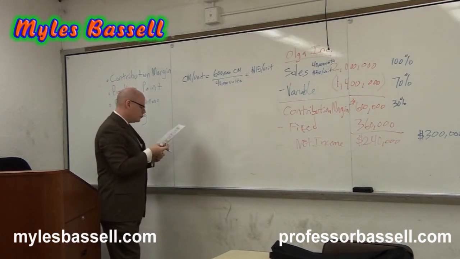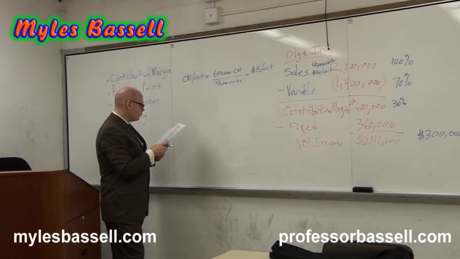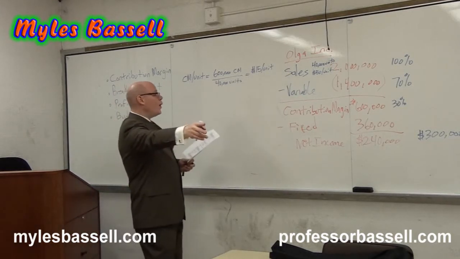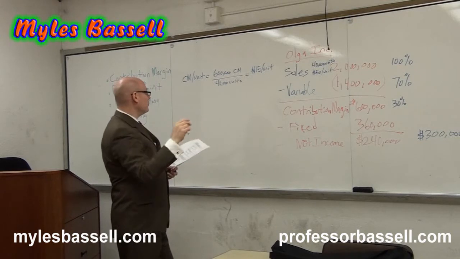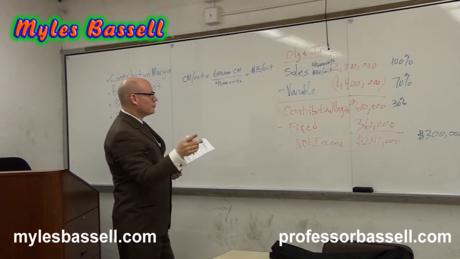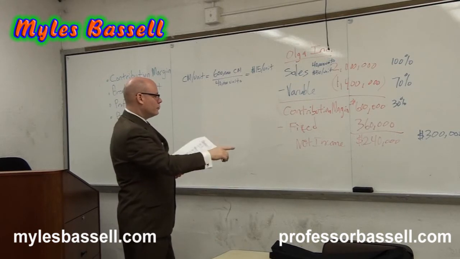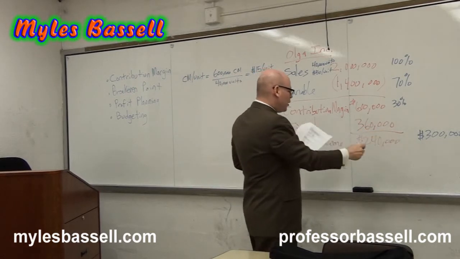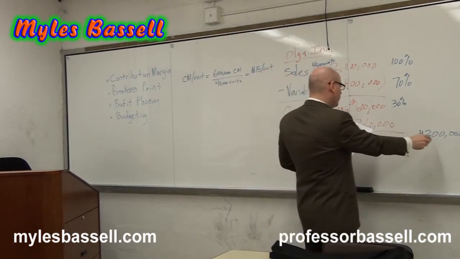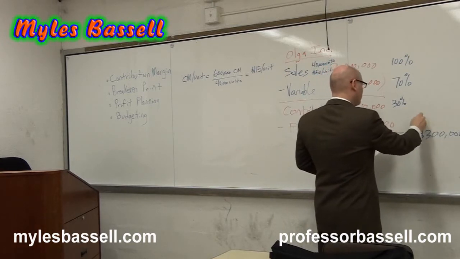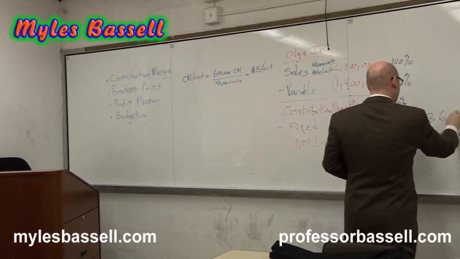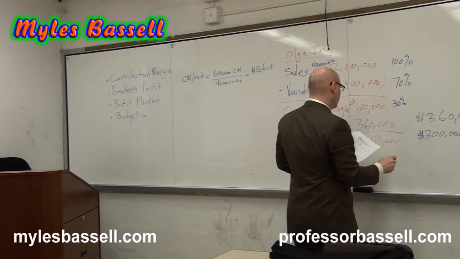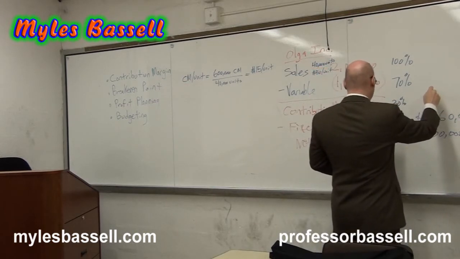So then what do we do? Okay, good. Tell us where you got the 660. Good, tell us what you did there. Net income, go ahead. 300,000 plus 360,000. Then you get the contribution margin, which is 660,000.